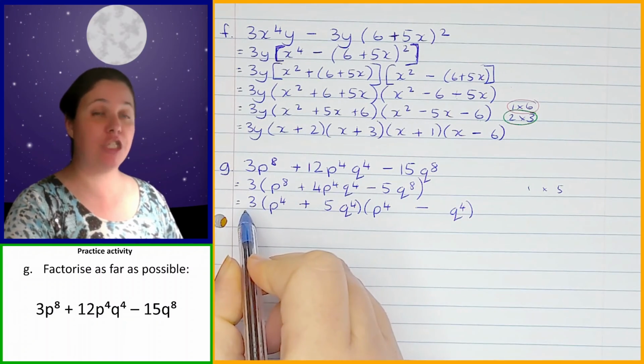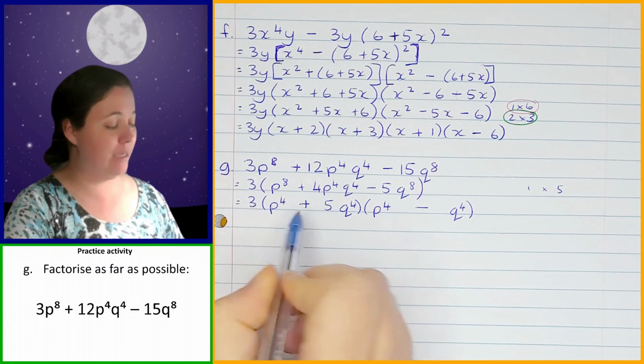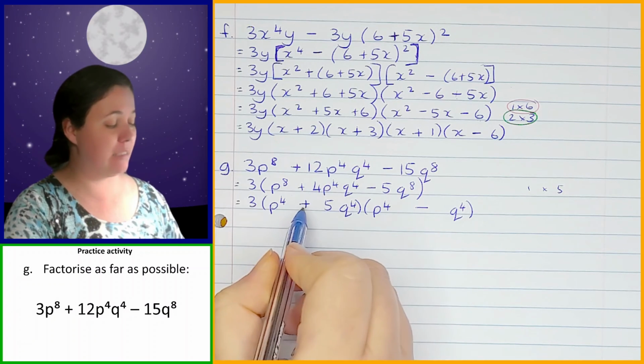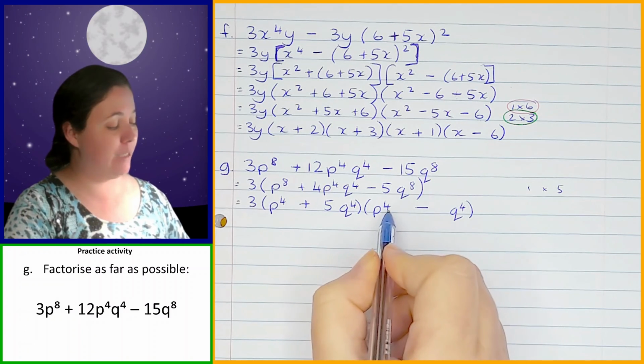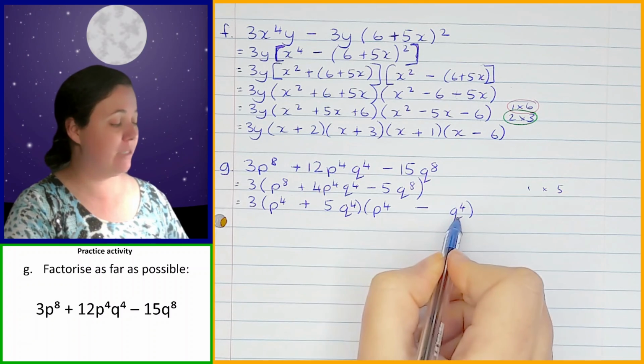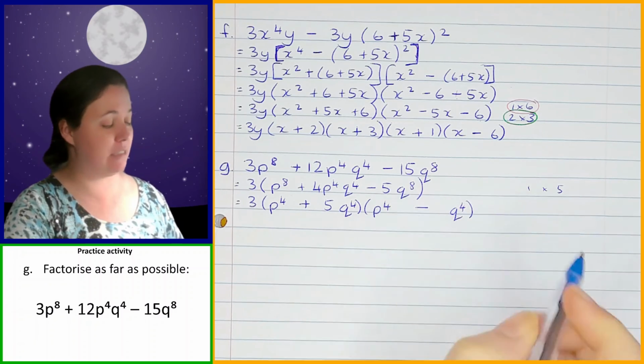Now I need to check that I factorize everything as far as possible. I can't do anything else with the 3. This bracket over here, I can't go any further because there's a plus. But this one, I've got p to the power of 4 minus q to the power of 4. They're both perfect squares and it's a minus. So I've got a difference of 2 squares here, so I'm going to factorize this further.